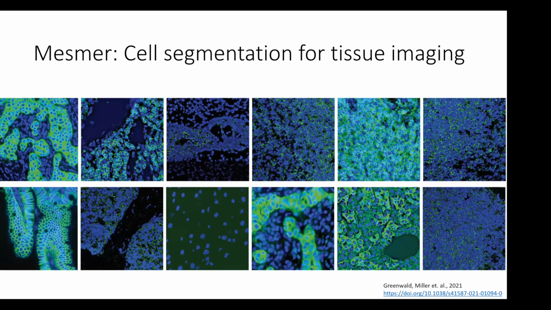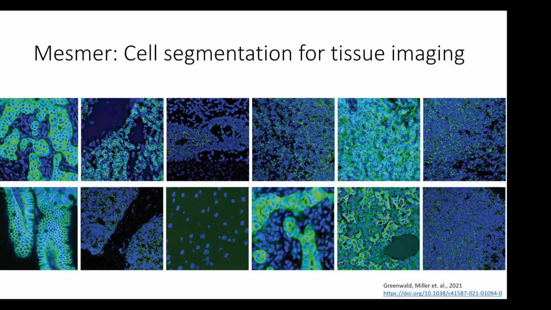And the really nice thing is that because we have this expansive data set, we can train deep learning models on the whole data set. And because these models have now seen a wide variety of different cellular images, their ability to perform cell segmentation is substantially more general than the previous generation of models.